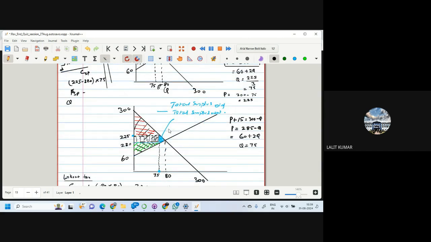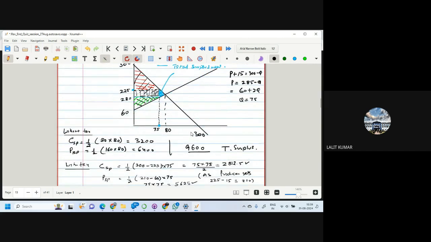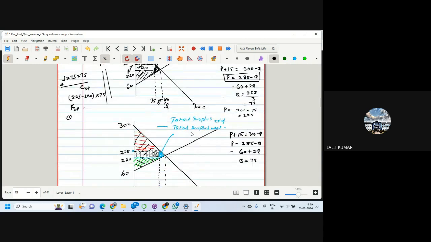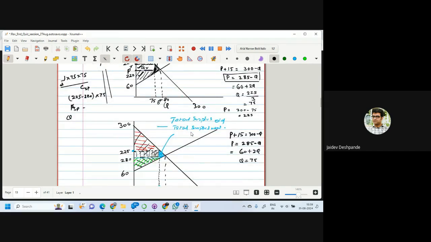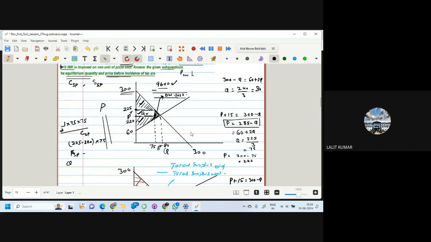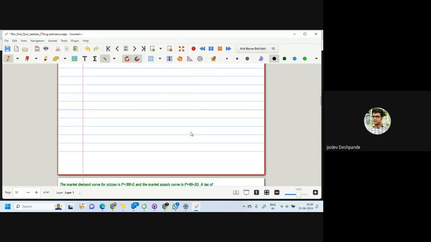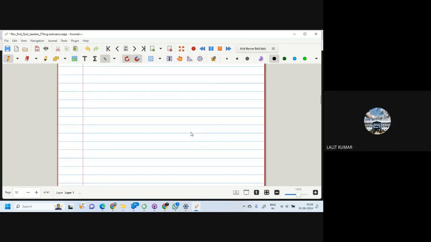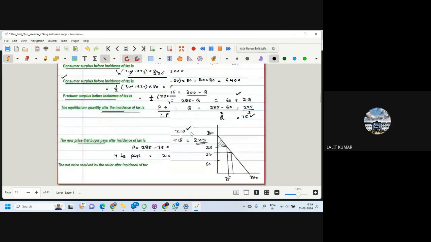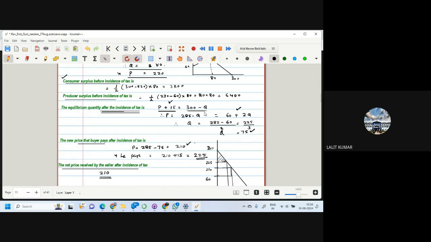Any doubt on this question, sir? Anyone? Can you show the first step of the calculation after imposition of tax incidence? Okay. So we have P and Q from the previous question. So you did P plus 15 equal to 300 minus Q, right? I did P plus 15 is equal to 300 minus Q. Okay, got it. Thanks. So this becomes P is equal to 285 minus Q, and from here we get Q is equal to 75.